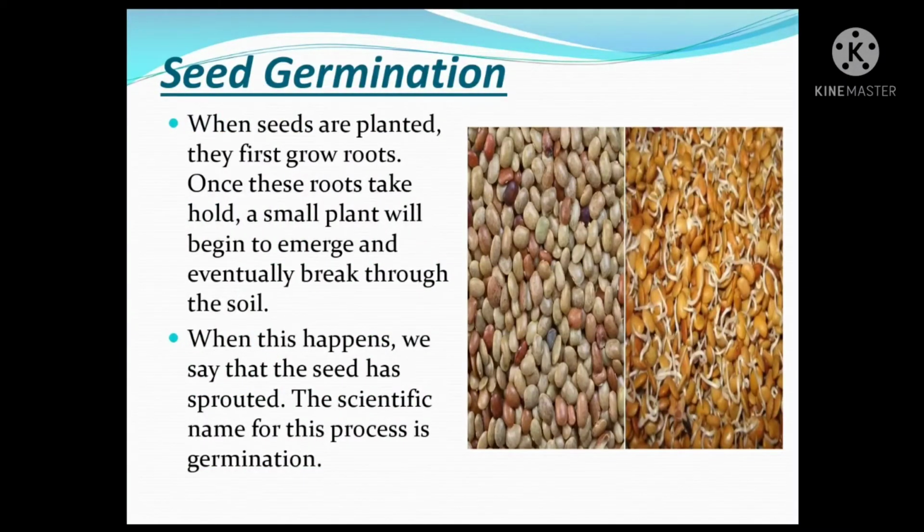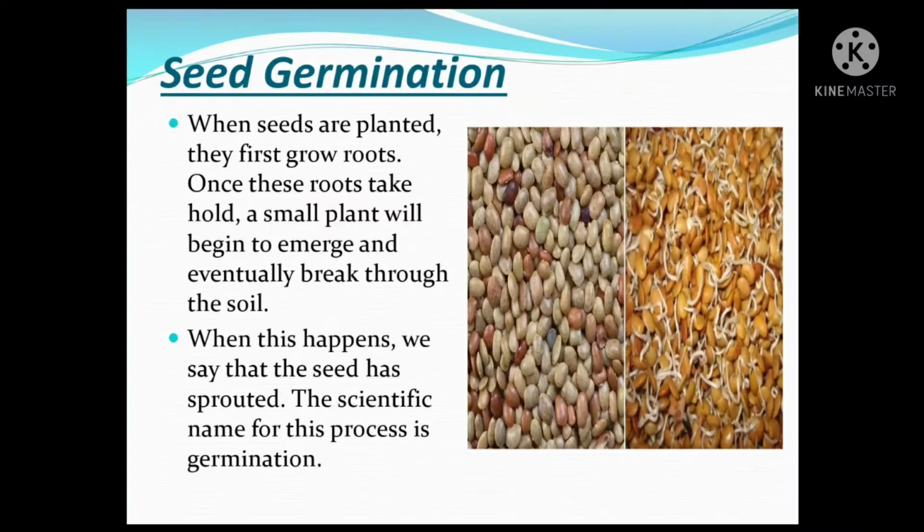Seed germination. When seeds are planted, they first grow roots. Once these roots take hold, a small plant will begin to emerge and eventually break through the soil. When this happens, we say that the seed has sprouted. The scientific name for this process is germination. Children, it is these roots that stem out into a baby plant.